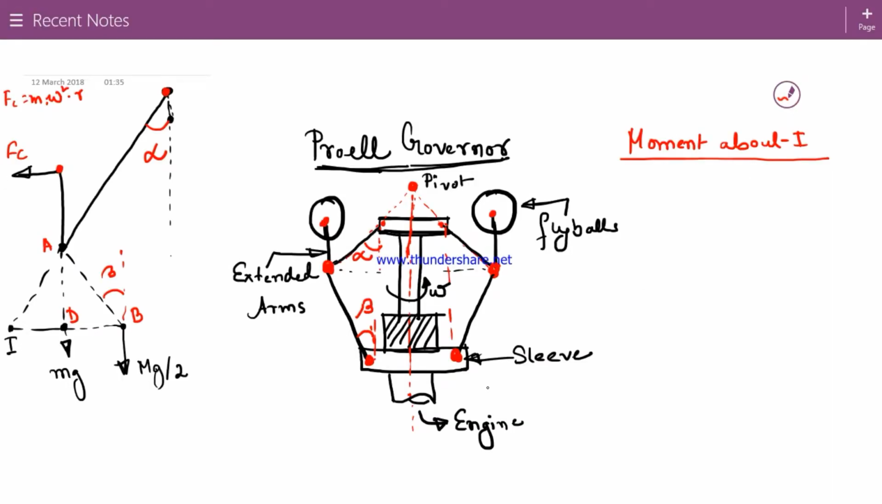Governor and Porter governor that we have discussed earlier. We have determined the h, the governor height h, for the other two governors. In this case also we will be finding the height of the governor, the h, for the Proell governor.